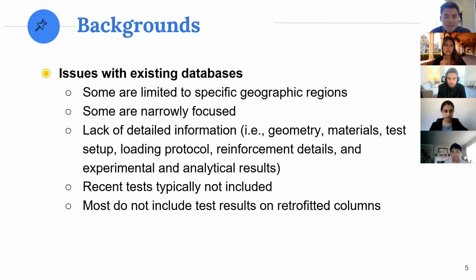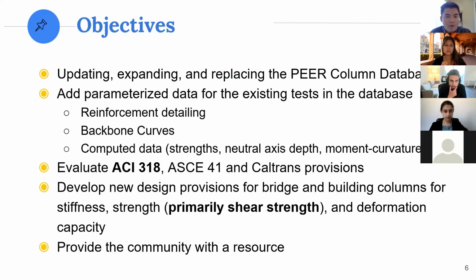However, these databases have their limitations. They are limited to geographic regions, or they are narrowly focused on certain specimens, or they lack detailed information on the specimens. They also don't include recent tests on retrofitted columns. And therefore, our objective in this research is to update, expand, and replace the current PEER column database so that it becomes a comprehensive database that addresses the limitations I mentioned.